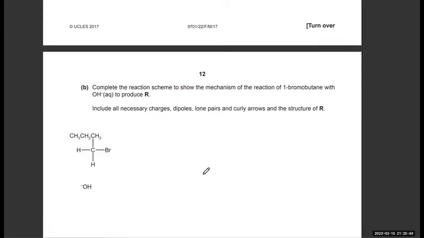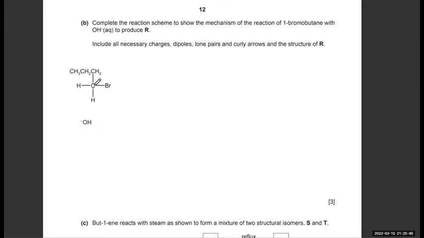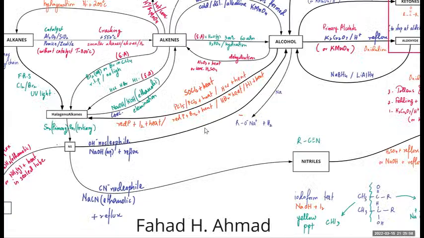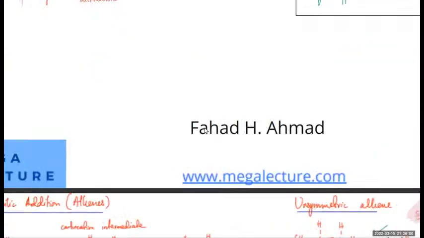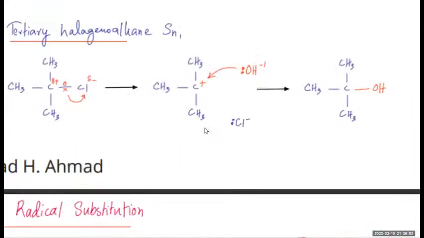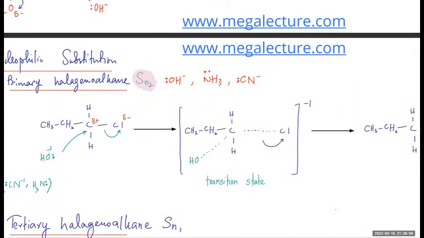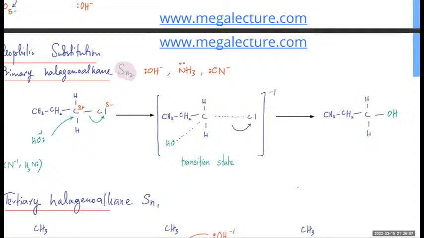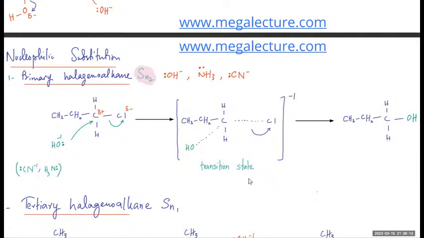The other one is a mechanism now. So is it SN1 or SN2, which one is this? Is this a primary, secondary or tertiary halogenoalkane? Primary. Okay, so this is primary. For the primary, the nucleophile comes and directly attacks it, and it would form a transition state, not an intermediate.